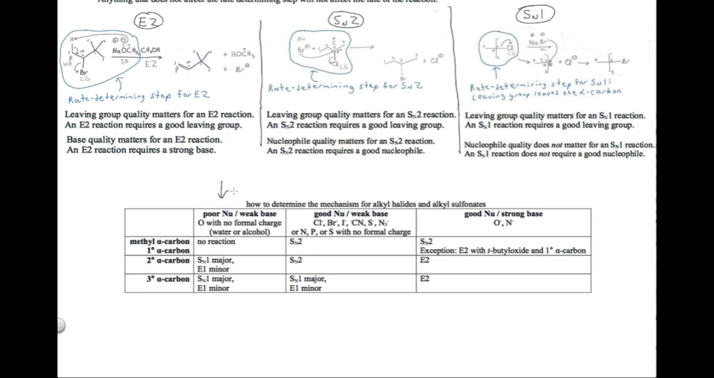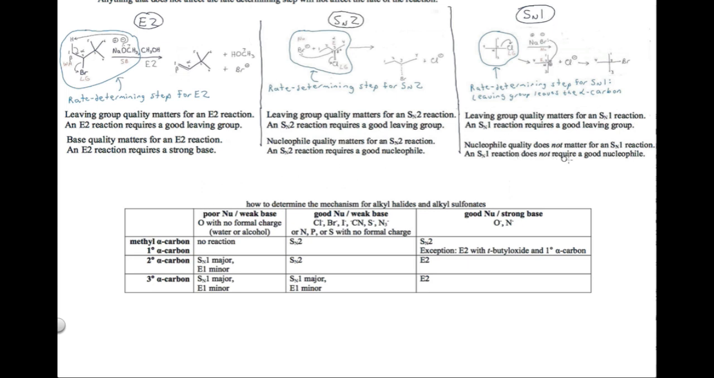Notice that in this left-hand column, we can carry out an SN1 mechanism, even with a poor nucleophile. Why can you have an SN1 mechanism, even with a poor nucleophile? Answer: because an SN1 mechanism doesn't require a good nucleophile, because the nucleophile doesn't participate in the rate-determining step for SN1.